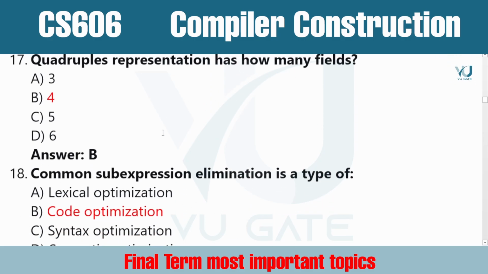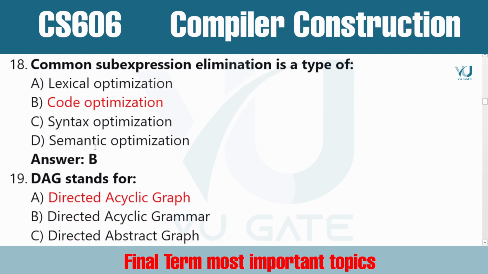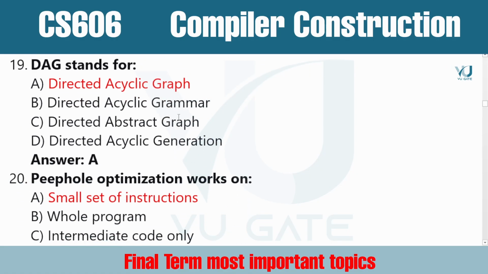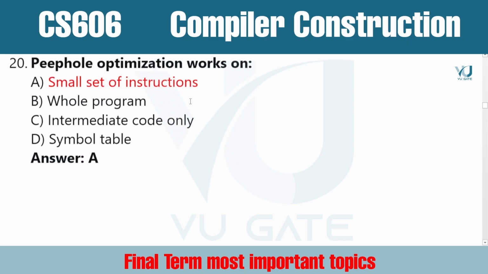Quadruples representation has how many fields? The correct answer is option B, 4. Common subexpression elimination is a type of. The correct answer is option B, code optimization. DAG stands for. The correct answer is option A, directed acyclic graph. Peephole optimization works on. The correct answer is option A, small set of instructions.